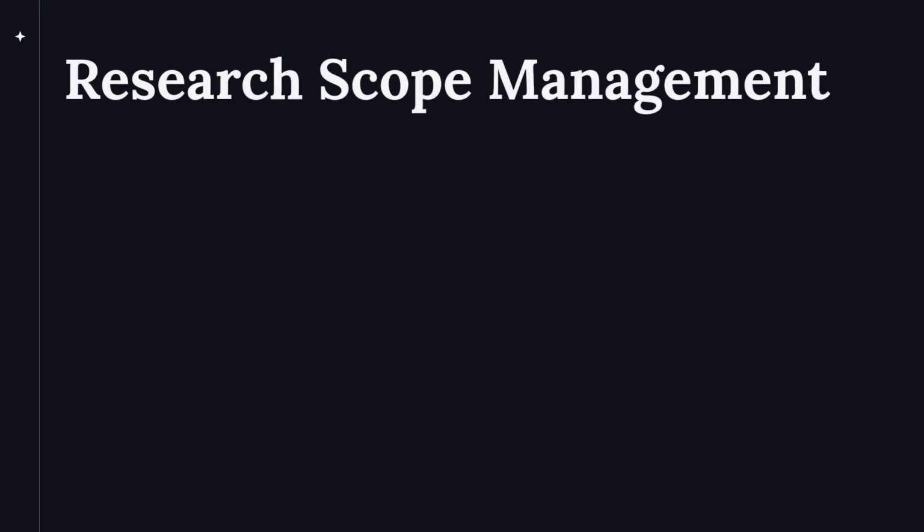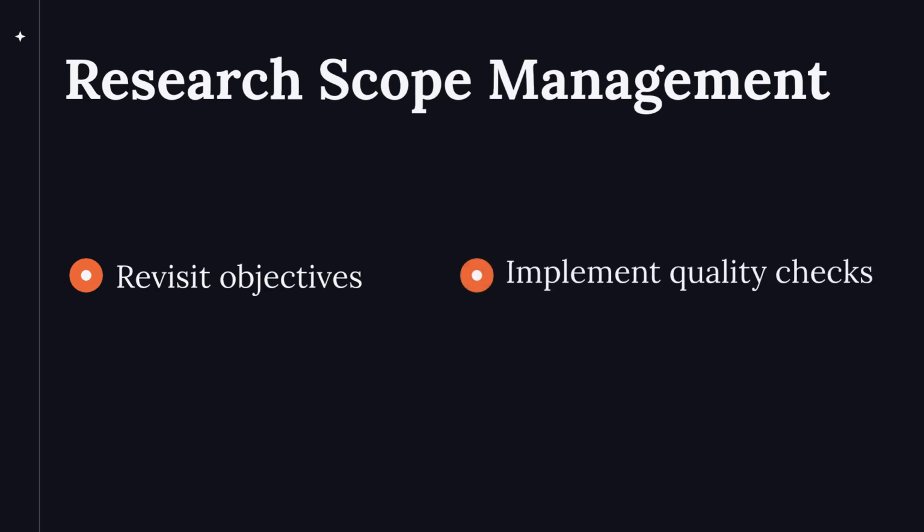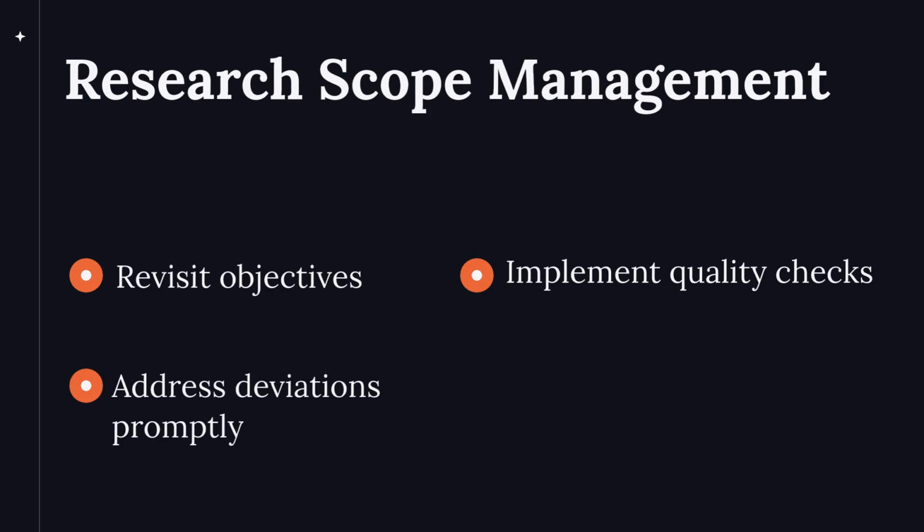Staying within the research scope is crucial. Revisit objectives regularly to avoid scope creep. Implement quality checks at each stage. Address deviations promptly to maintain integrity. This ensures the research stays on track.